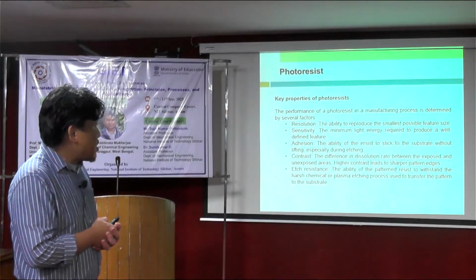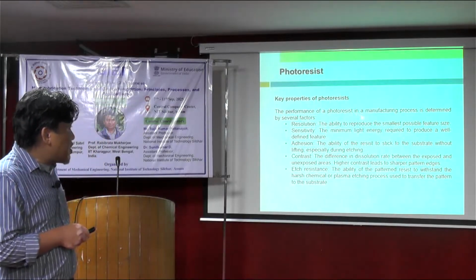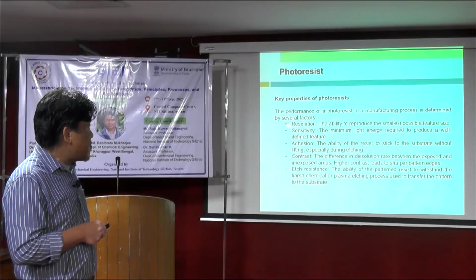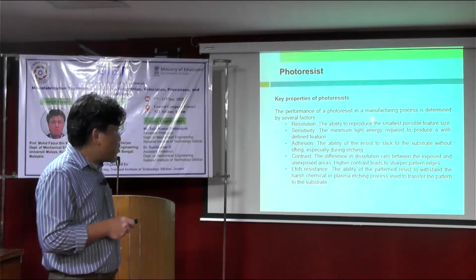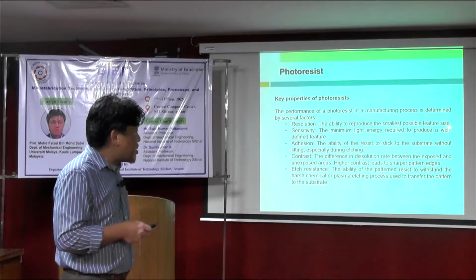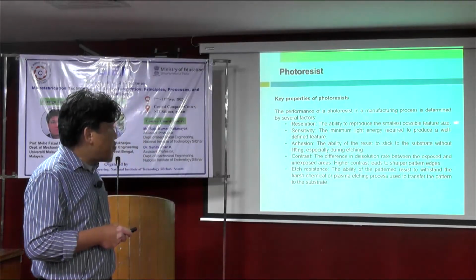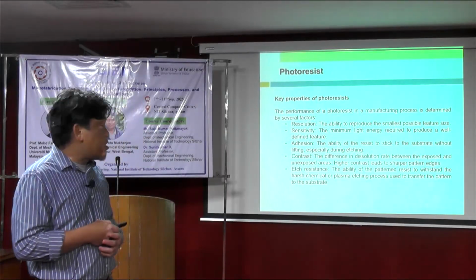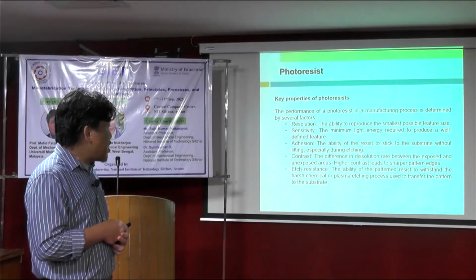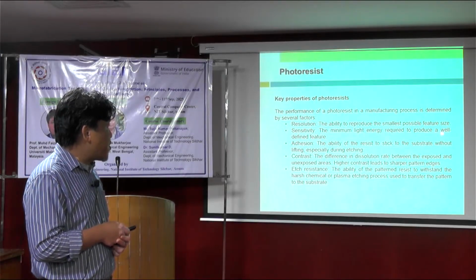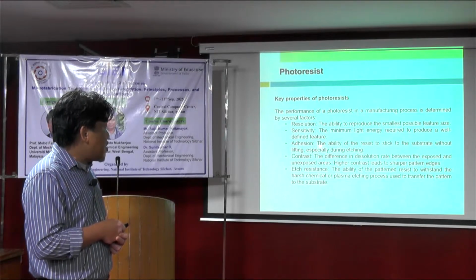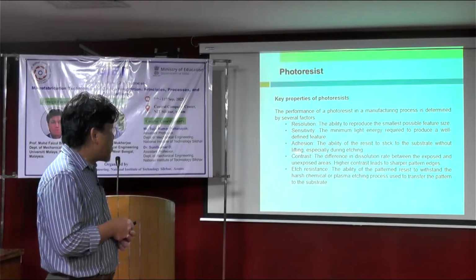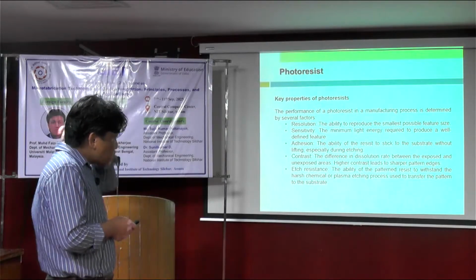So, key properties of photoresist. The performance of photoresist in a manufacturing process is determined by several factors. One is resolution, the ability to produce the smallest possible feature size. So the resolution will be determined by the type of photoresist. Sensitivity, the minimum light energy required to produce well-defined features. And adhesion, the ability of the resist to stick to the substrate without lifting, especially during etching.